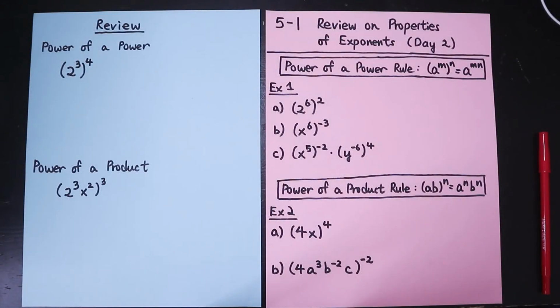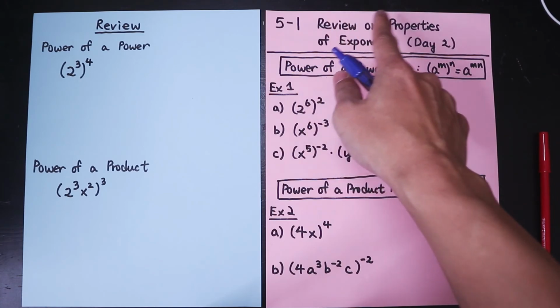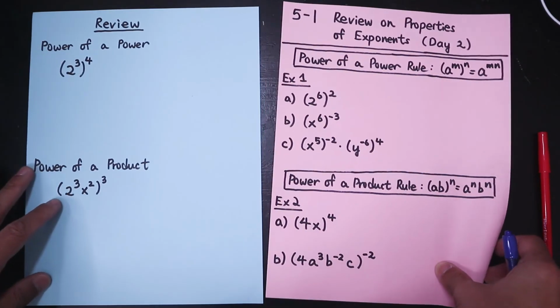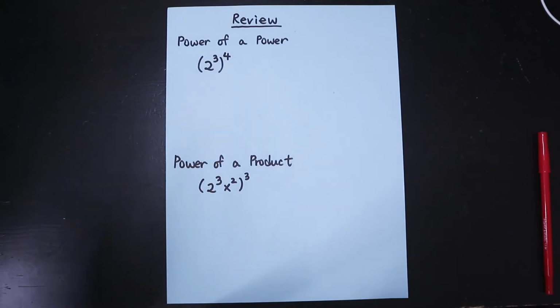Well, good morning, everybody. Today we are continuing 5-1, which is the second day on review on properties of exponents. And today we're going to learn a total of 4 rules that you probably have seen back in middle school. So before I introduce you the new rules and the shortcuts, let's review the reasons. So let's discover 4 discoveries of these rules right here.